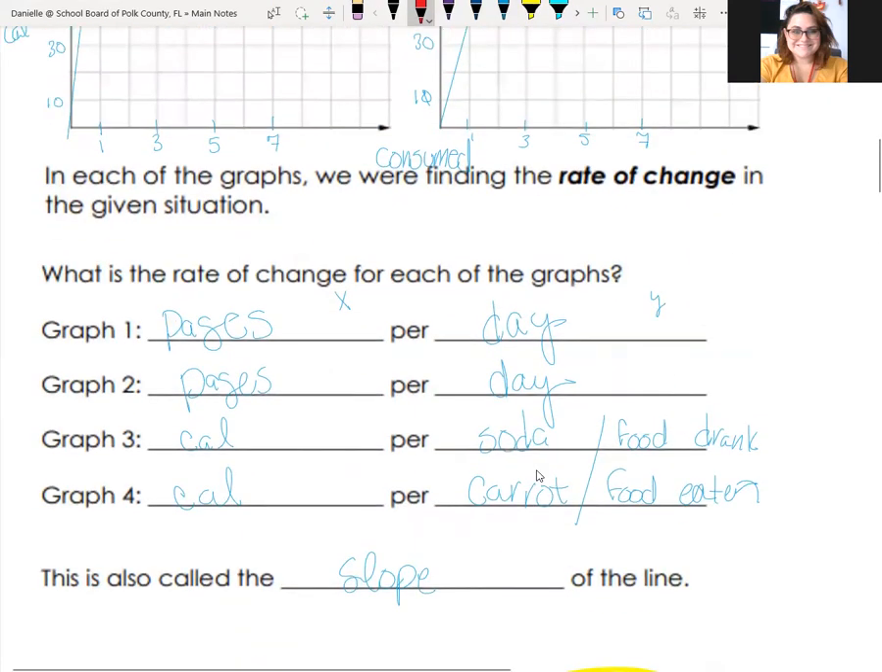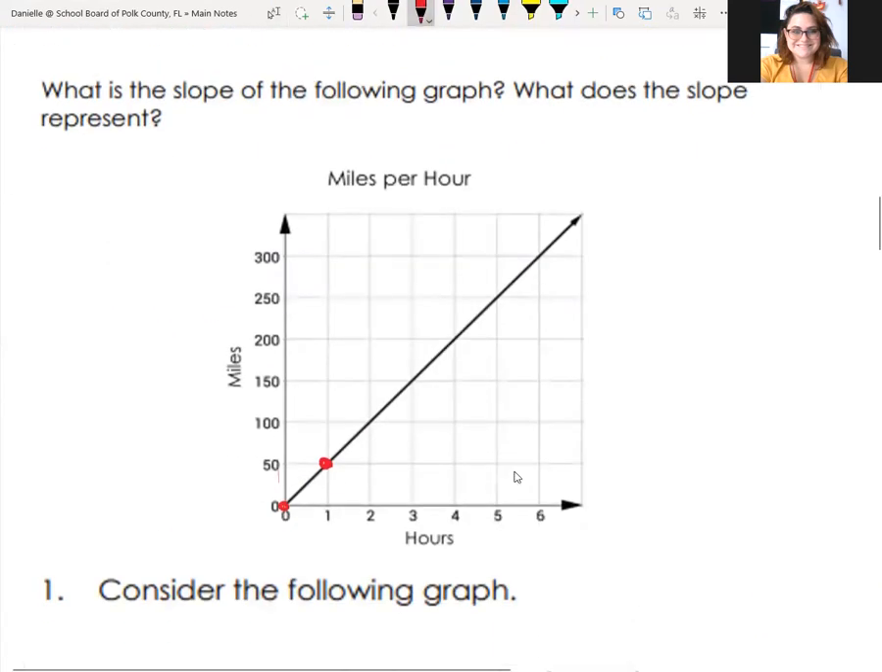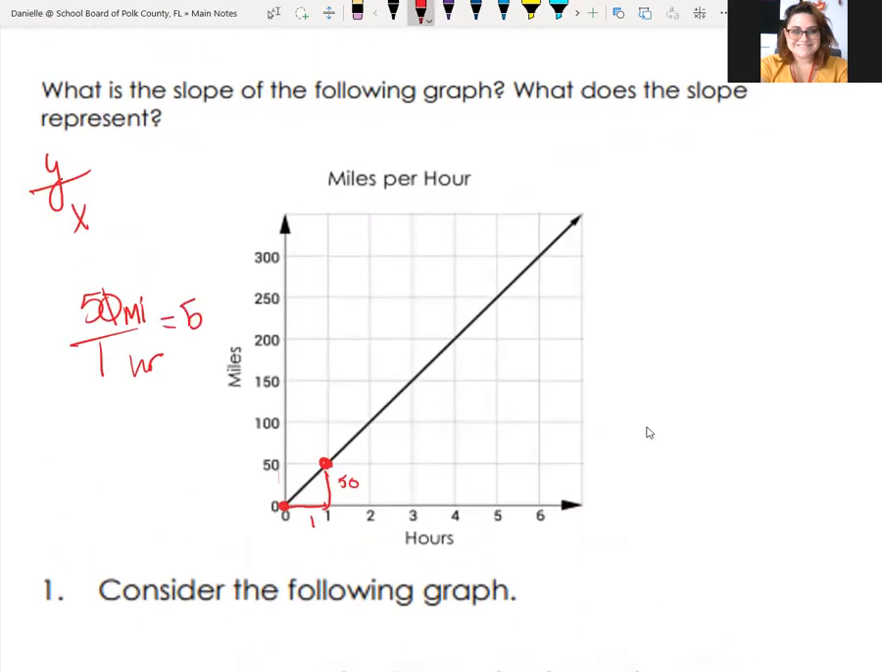I just realized I labeled all these wrong. This is an X over Y. This is Y divided by X, as we just talked about. Whoops. So I go over 1 and up 50. Because this is counting by 50s, which means we do Y divided by X. So we would do 50 divided by 1, 50 miles divided by 1 hour. And that means I'm traveling 50 miles per hour. And that means that every hour I travel 50 miles.